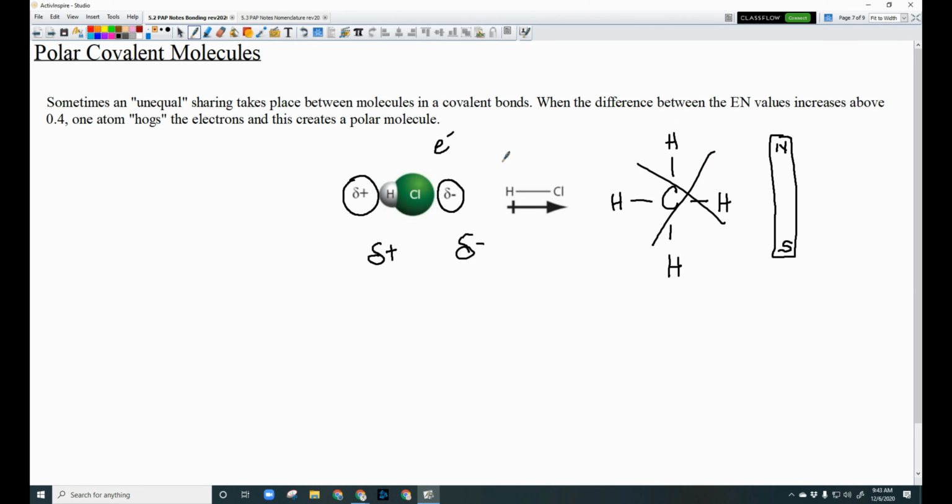And so sometimes they'll represent it by doing this line where over here on the hydrogen, it's got a plus charge and the electrons are drawn towards the chlorine. Okay, so polar covalent. So there's non-polar covalent and polar covalent bonds.